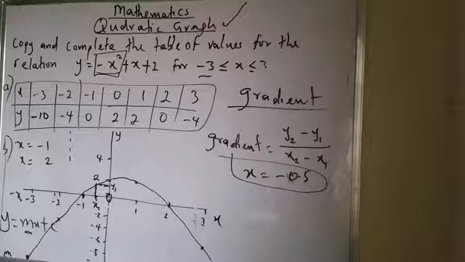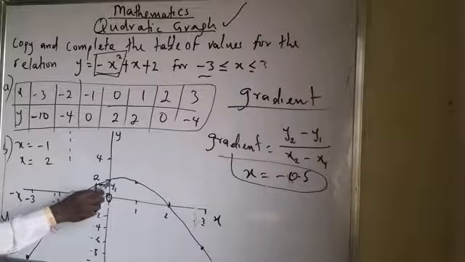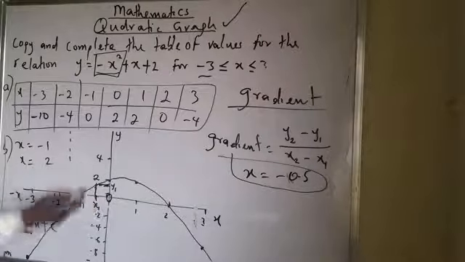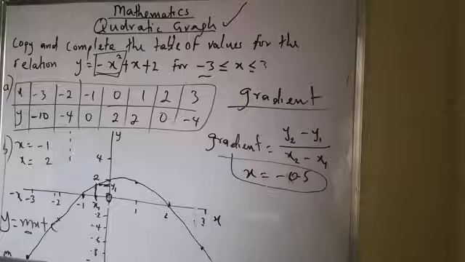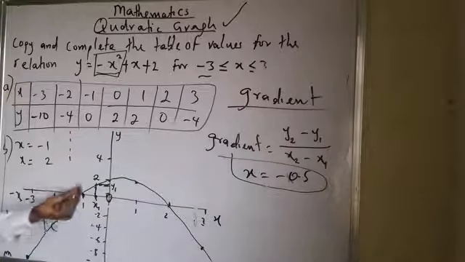Now listen to me. This one, do you get me right? This one and this one, do you get me? That is your gradient. Are you getting what I'm saying now? Are you lost? No. That's just it. Finish. That's all. But make sure you make use of a very sharp pencil.